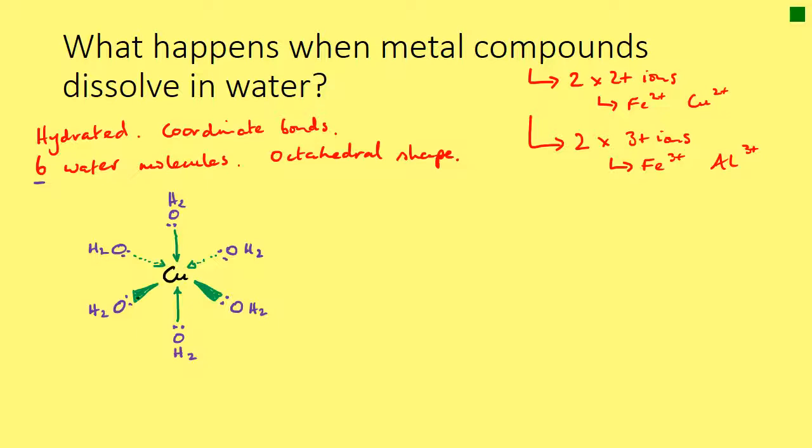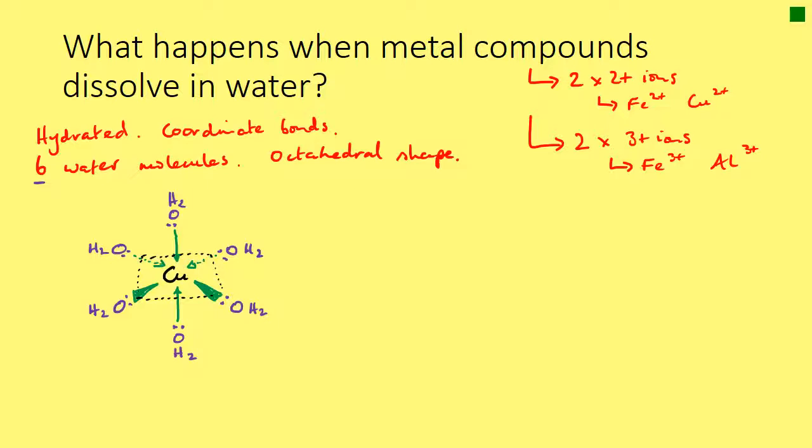So we've got this sort of square shape with our 4 electrons, the 2 at the back and 2 at the front, and then our two other water ligands above and below. And so that's what our copper complex looks like.